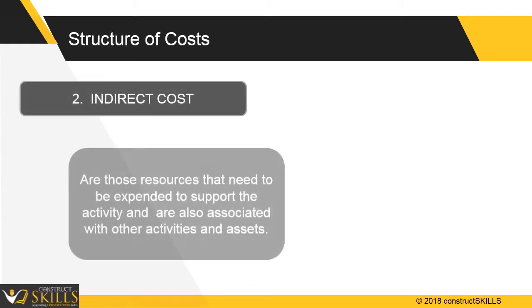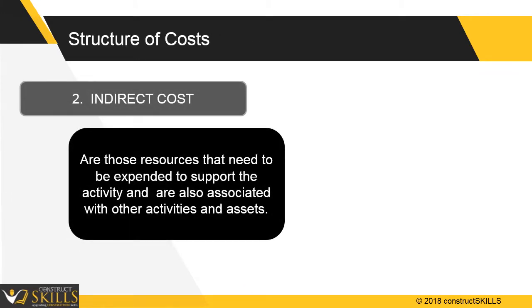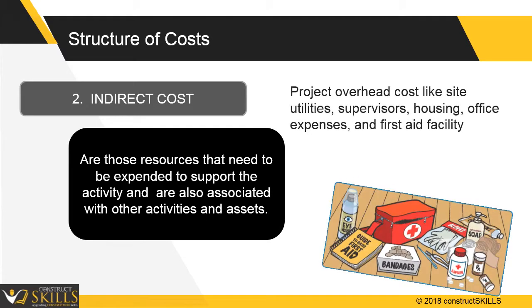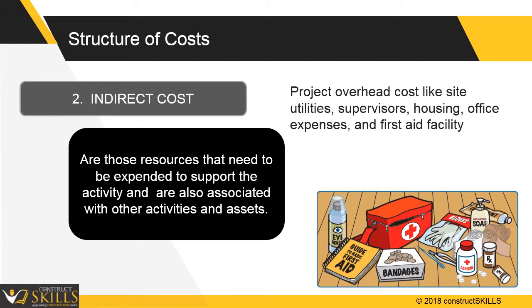Indirect costs. These are the costs involved in resources that are spent to support the activity, and they are also associated with other activities and assets. Examples of indirect costs are site utilities cost, supervisors, housing, office expenses, and first aid facility.